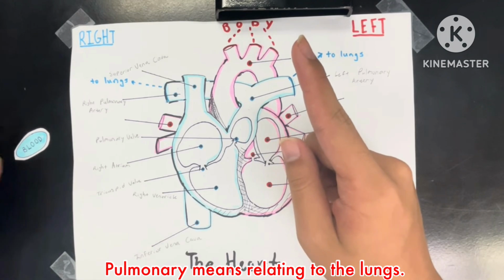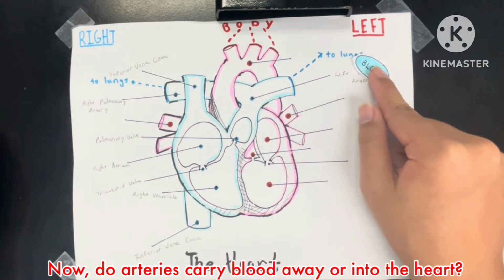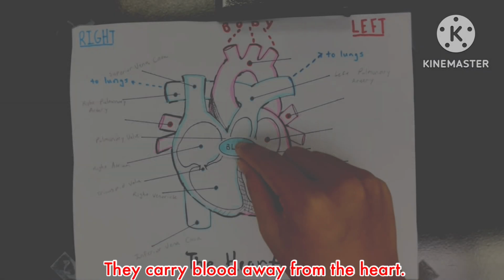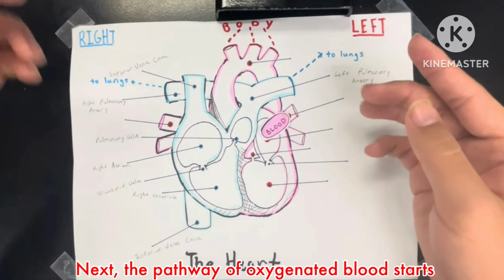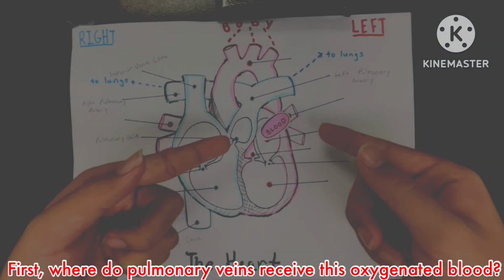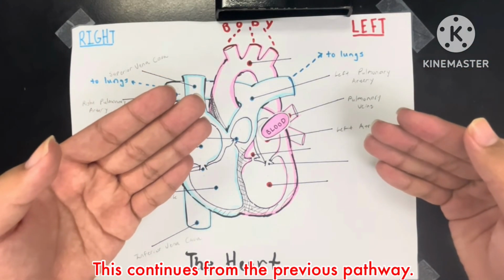Pulmonary means relating to the lungs. Now, do arteries carry blood away or into the heart? They carry blood away from the heart. Next, the pathway of oxygenated blood starts with the pulmonary veins. First, where do pulmonary veins receive this oxygenated blood? From your lungs. This continues from the previous pathway.